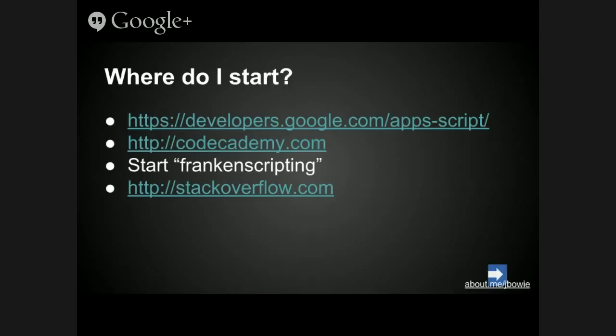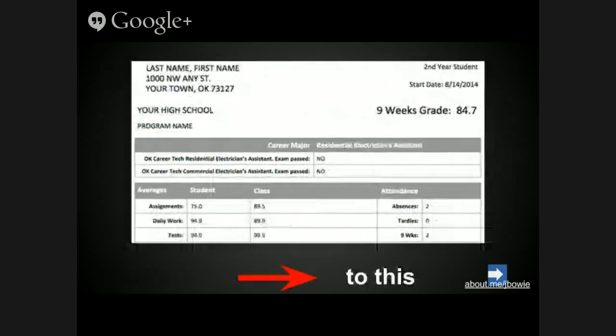Now their progress report shows their averages in all the categories, and there's a place for comments, like your standards, like what's grade level expected, in this day and age. It also shows, because a lot of our specialty programs have special certifications, student certifications in lots of areas. So you can see right here, has this student passed the OK Tech Residential Electrician's Assistant? No, he has not yet. But we just change a value in the spreadsheet, and when we print the progress report, it changes to yes.